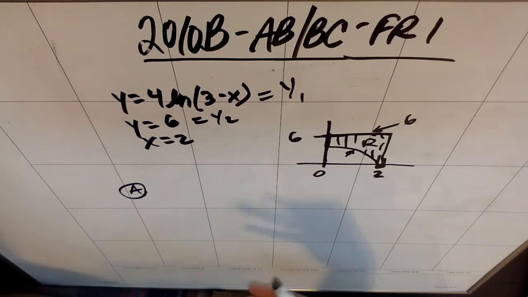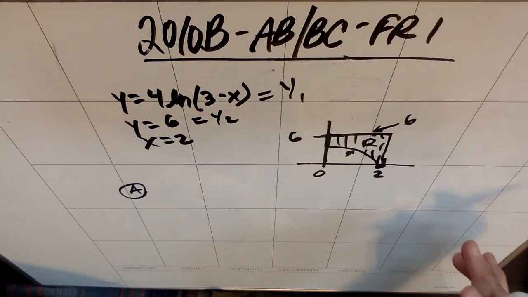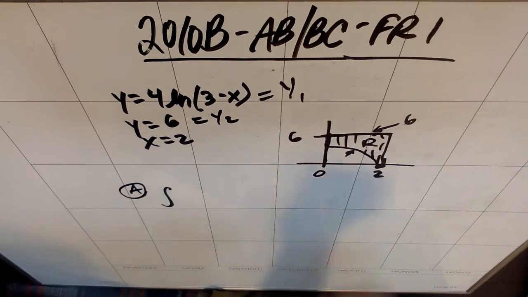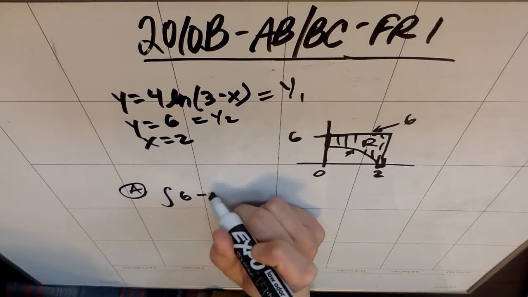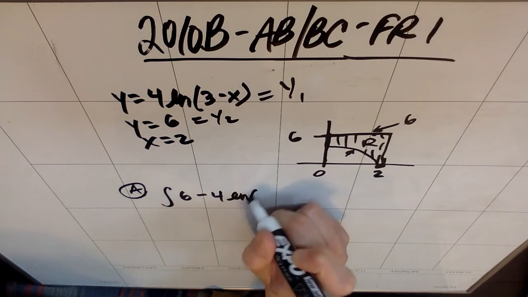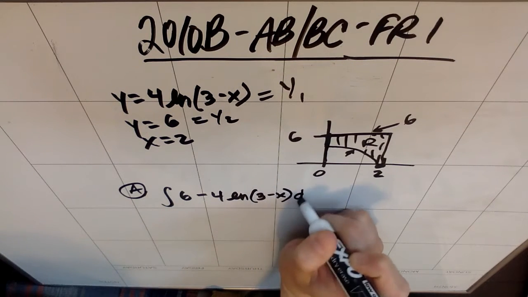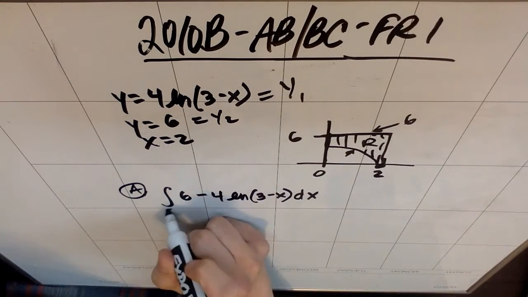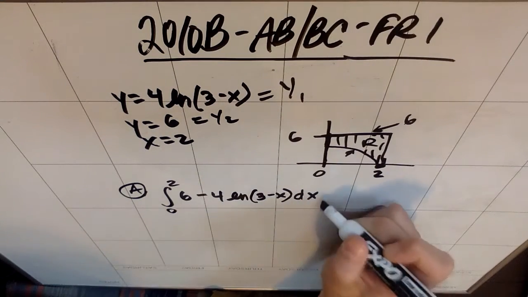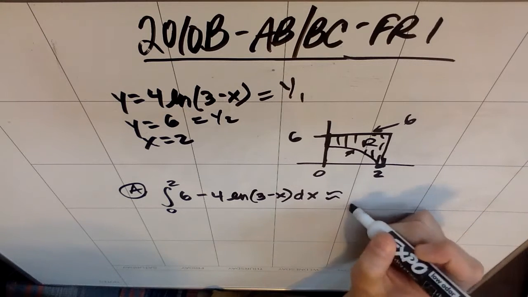So I'm going to show the setup of that integral, right? I need to show exactly what is inside the integral, and then type, and the calculator does it for you. So I'm integrating top curve, which is 6, minus the bottom curve, which is the 4 natural log of the quantity 3 minus x, with respect to x, from the start, which is 0, to the end, which is 2. And then type, and my calculator does it for me.